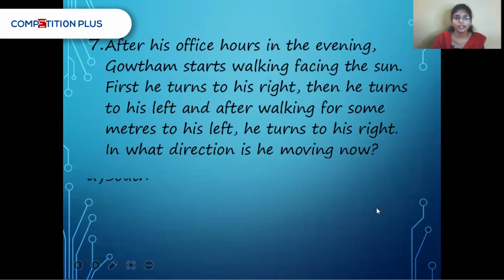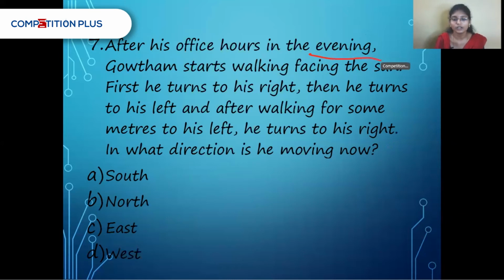So the next one is after his office hours in the evening. It's clearly mentioned in your question as evening. So it is the sunset time, right? Gowtham starts walking facing the sun. So he's walking towards the sunset, so he's making a move towards the west. First, he turns to his right. And then he turns towards his left.